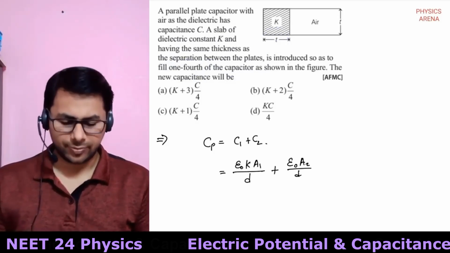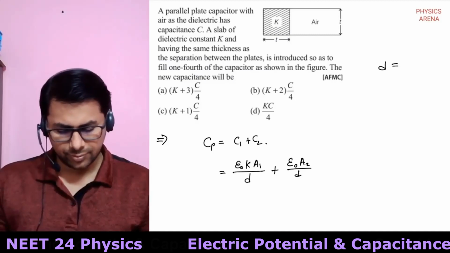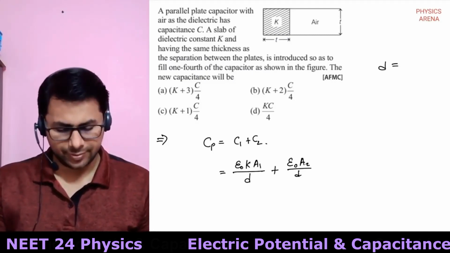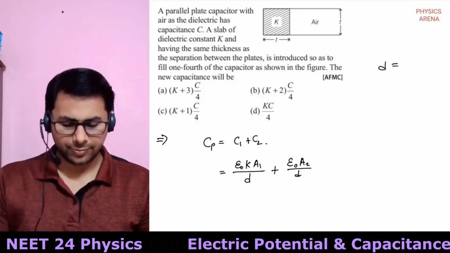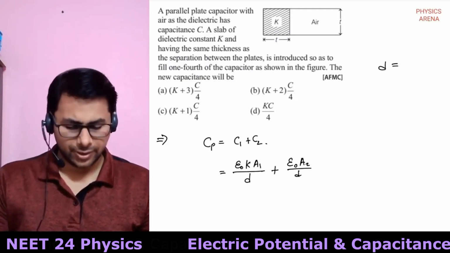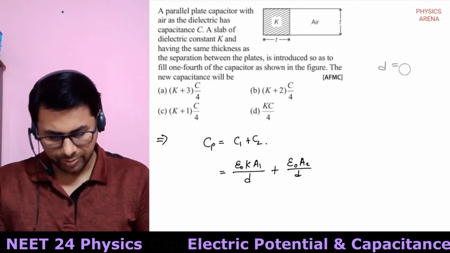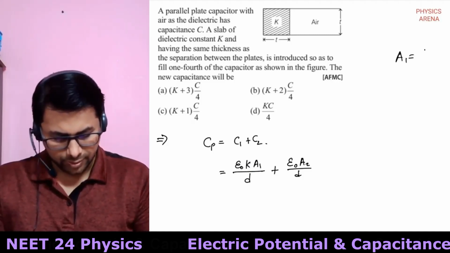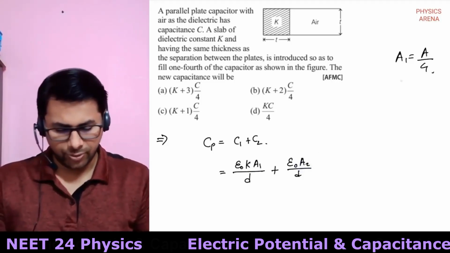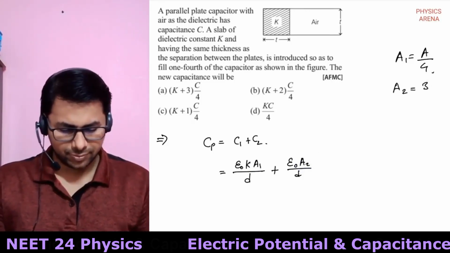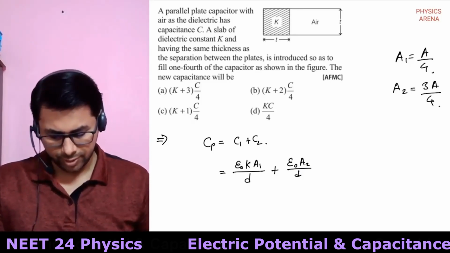So this area will be equal to 1/4 of the total area. You can say that this area A1 will be equal to A by 4. So what will be A2 then? 3/4, right? So you can substitute that.